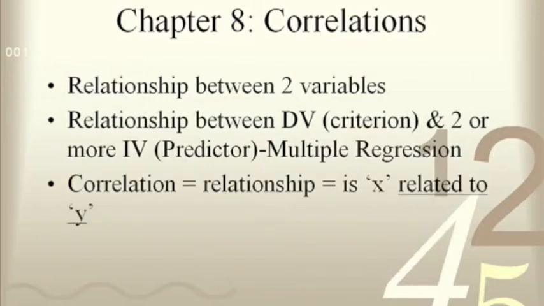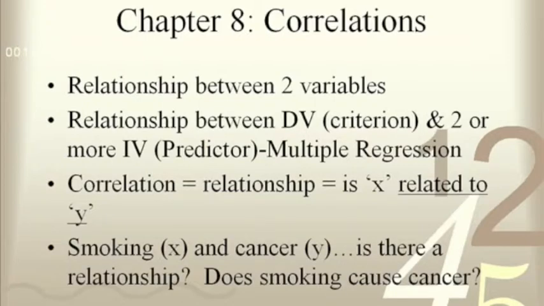Okay, so a correlation is a relationship between two things. Just like in a marriage, you have a relationship between a man and a woman. We're looking at a relationship between variables. So another way to put it is: is X related to Y? For example, smoking and cancer. Is there a relationship? Yes, there is a relationship. Smoking and cancer are related to one another.